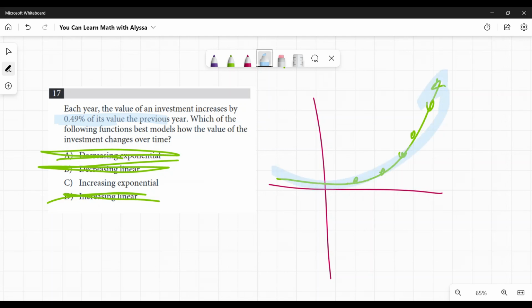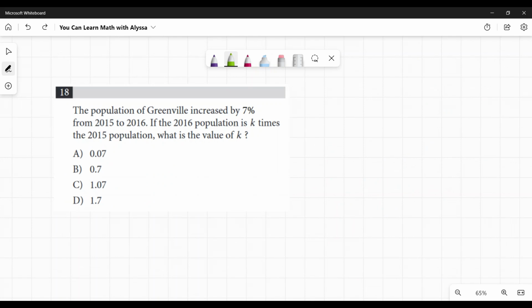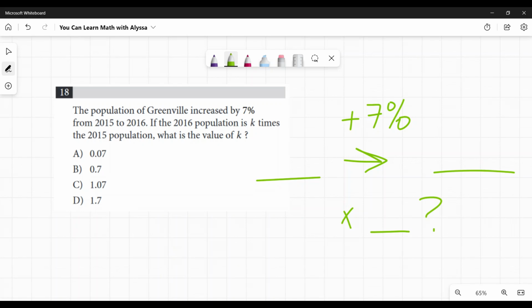Number 18, the population of Greenville increased by 7% from 2015 to 2016. If the 2016 population is K times the 2015 population, what is the value of K? A lot of this, the 2015, 2016 population, is a lot of words that don't really mean a lot in the context. The question they're asking is, if I have a number and I want to increase that number by 7%, what do I multiply it by? What am I multiplying it by to get to this new number? So to increase something by 7%, look at our answers here.